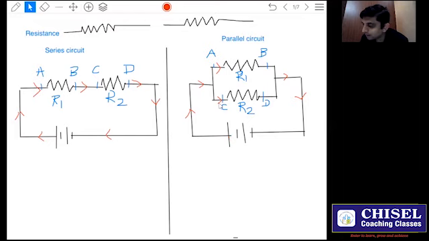positive end of the battery. End D, positive end of the battery, negative end of the battery.